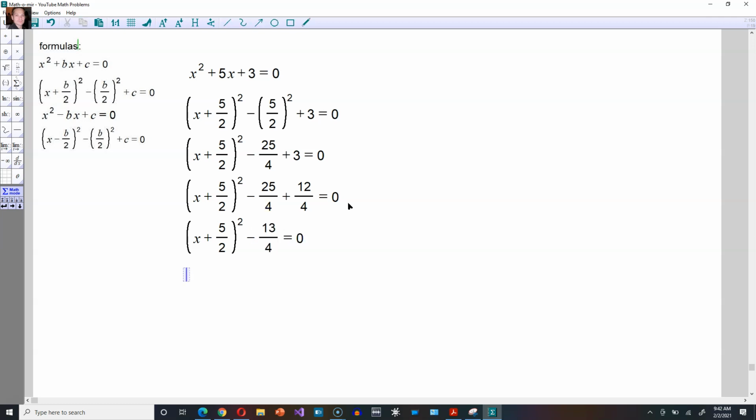Now you take that 13/4 negative to the right side through addition, so it becomes x plus 5 over 2, this quantity is squared, and on the right side this becomes 13 divided by 4. From here, you take the square root of both sides. So you're going to have the square root of x plus 5 over 2, this whole thing squared, and on the right side you have to be careful because you need a plus or minus, and then the square root of 13 divided by 4.